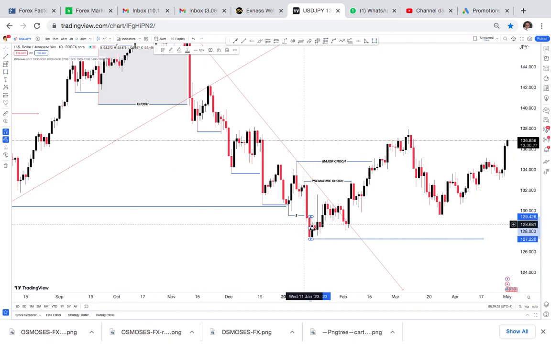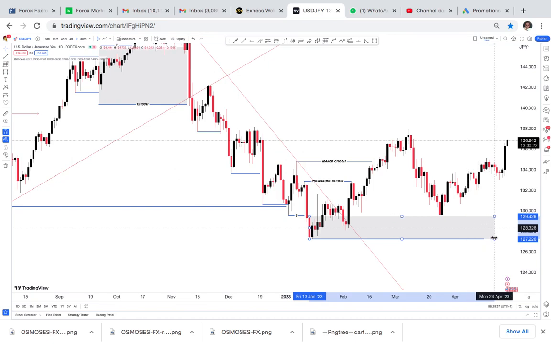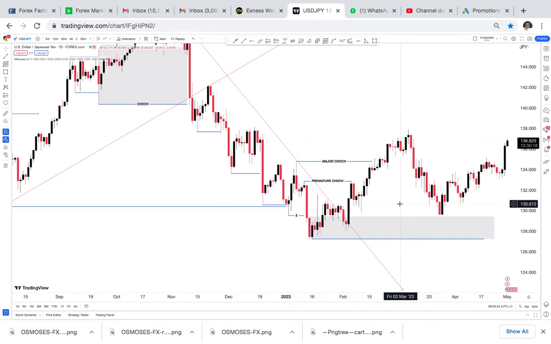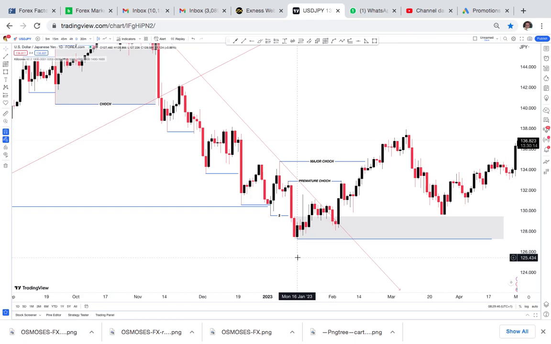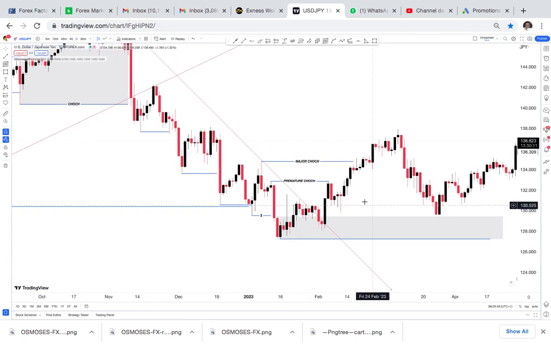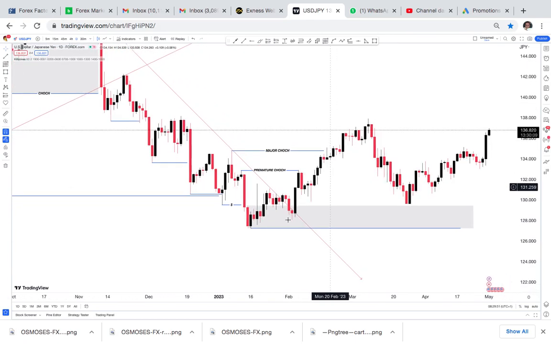Okay, so when I zoom out, I'm expecting to buy inside this zone. You can see price didn't really mitigate it, though, but if you go down to a lower time frame, you see why. Price didn't mitigate. Instead, price indicated something else. It took out this liquidity and it's heading up. So this is my liquidity zone. This is my premature Choch, and this is the major Choch.